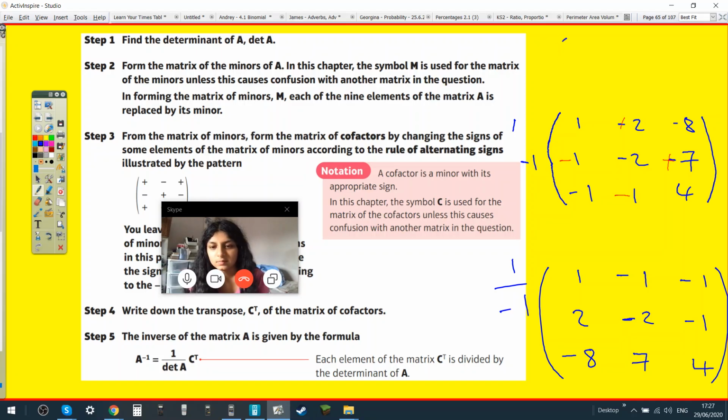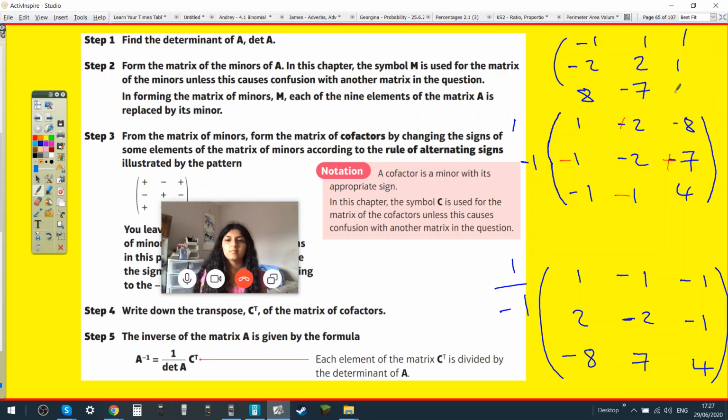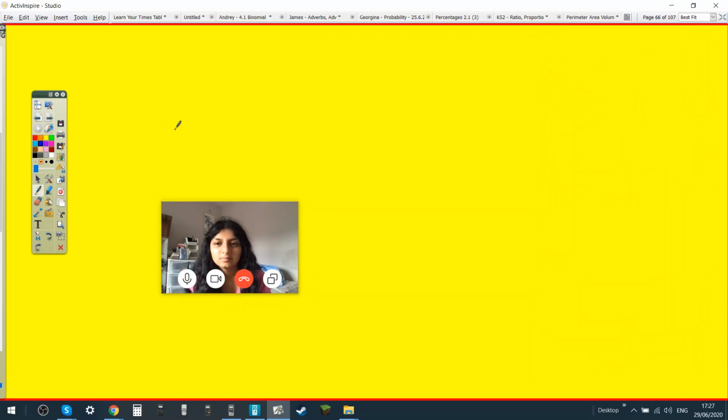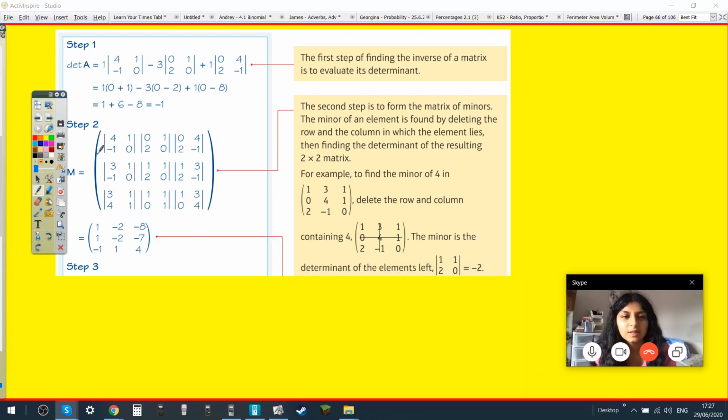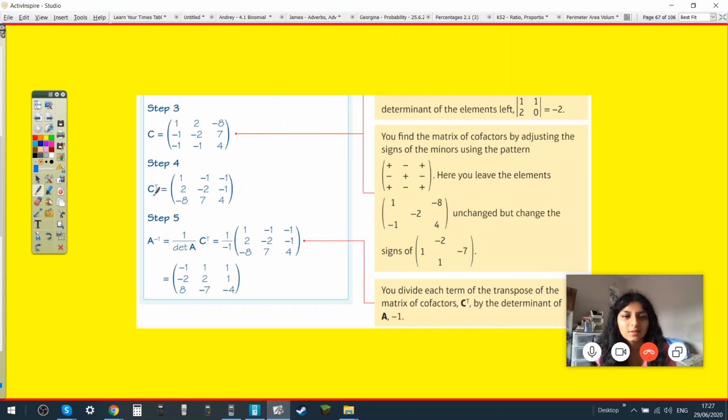And so what does that become? -1, 1, 1. -2, 2, 1. 8, -7, -4. Let's hope we didn't make any little mistakes, but that's what we believe our answer is. -1, 1, 1, -2, 2, 1, 8, -7, -4. Oh, that's only step 2. That's not the answer.